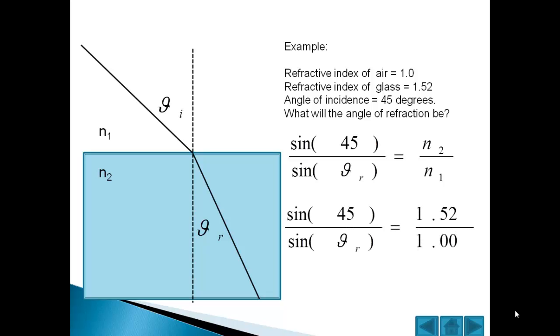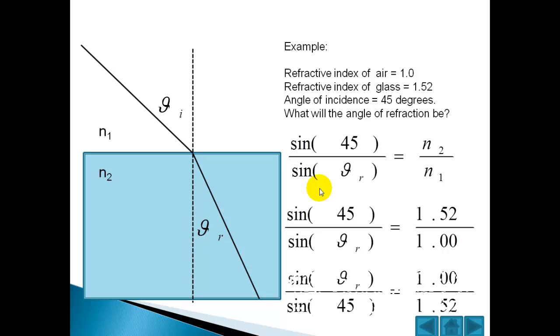So the sine of 45 divided by the sine of theta is equal to 1.52 divided by 1. We basically need to rearrange this to make sine of theta r the subject. So we flip everything, move sine of 45 to the other side, and we should be able to find a value for theta. You'll get a value which is certainly less than 45 degrees, maybe 35 or 30 degrees.